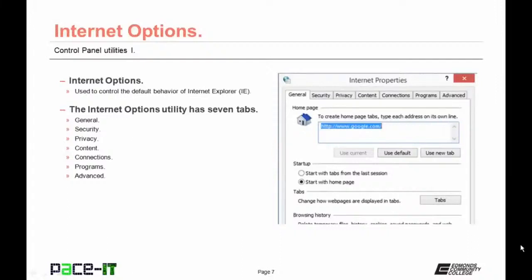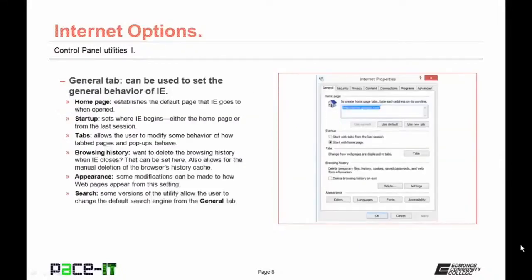So what is the Internet Options applet? Well, it's used to control the default behavior of Internet Explorer. Once you open it, you'll find that there are 7 tabs. So let's go through those tabs. We're going to start with the General tab. It sets the general behavior of Internet Explorer. From here, you can set the home page, or you can see what home page has been set.